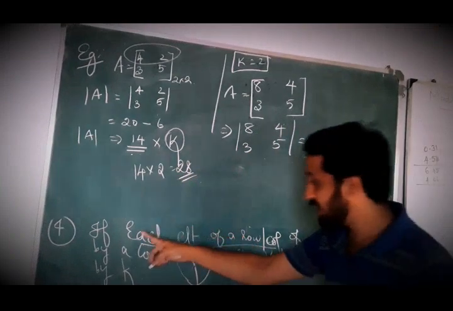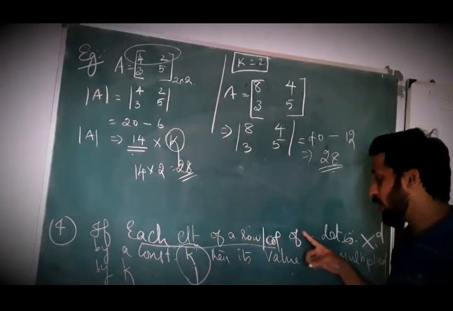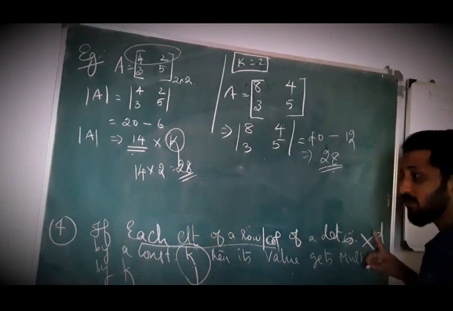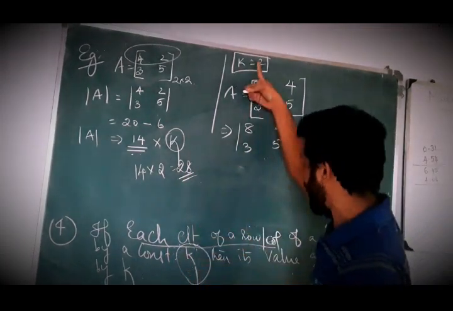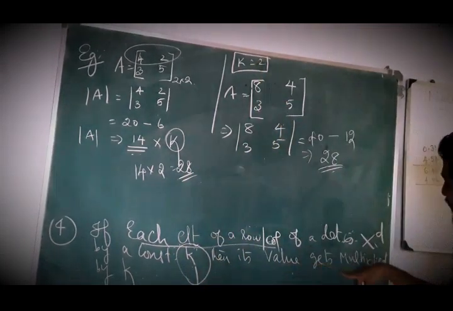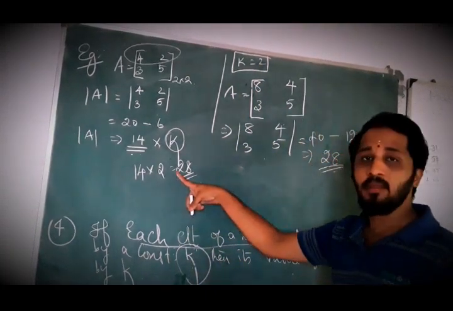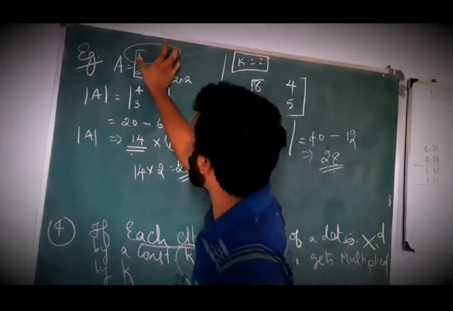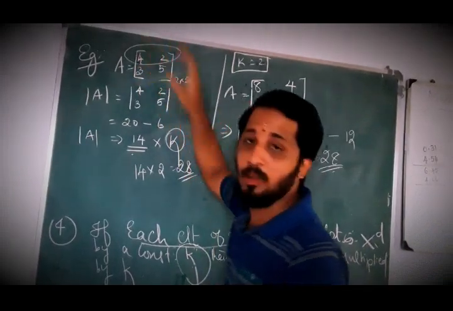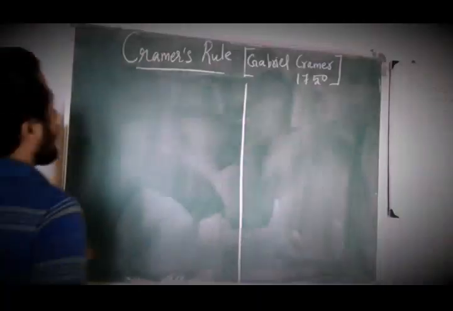Is it clear? If each element of a row or column of a determinant is multiplied by a constant value k, then its value gets multiplied by k. So here I have selected only a row. Better try for a column.